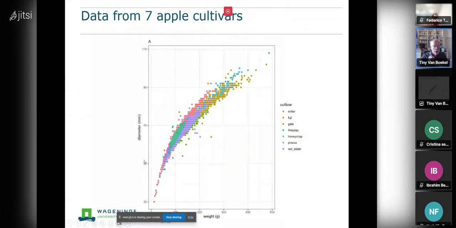Okay, so here you see that relation. I have taken 7 cultivars of apples and I have just plotted every diameter of every apple against weight. And as you can see, there's indeed this curved relationship as predicted by this power law. And you can also do a regression again, as we saw yesterday, and you can get then these point estimates.